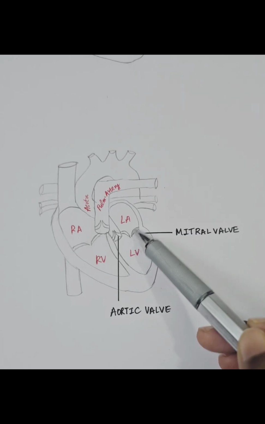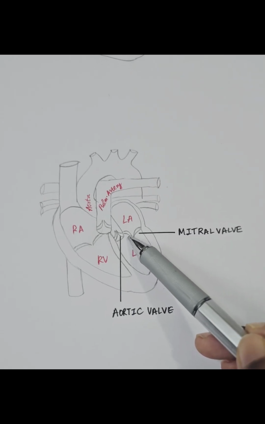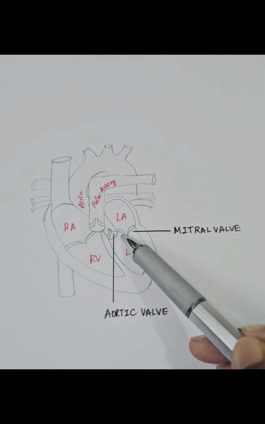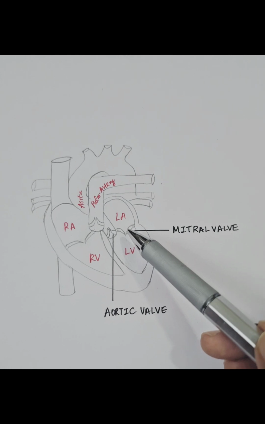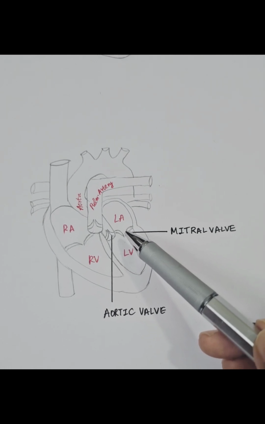Okay, so what is mitral regurgitation and why does it happen? We know there are two cusps in the mitral valve, and there is something called a mitral valve prolapse because of the valvulitis in rheumatic fever, and over time there is fibrosis and calcification.